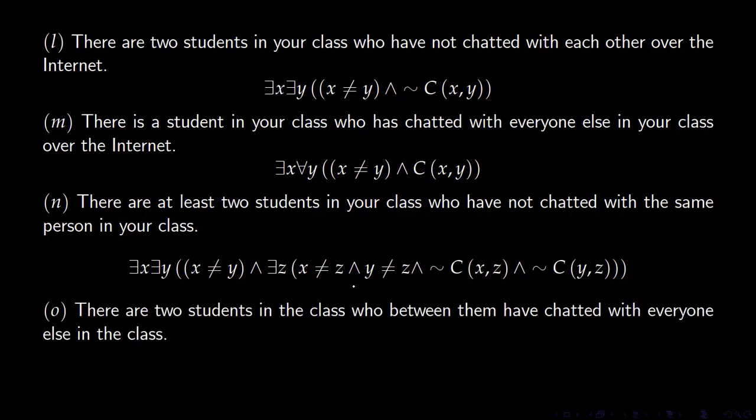Then, there are two students in your class who between them have chatted with everyone else in the class. This can be written like this: there exist two students x and y such that x is not equal to y, and for all z, either x has chatted with z or y has chatted with z, because between them means either x or y or both. So either x has chatted with z or y has chatted with z.